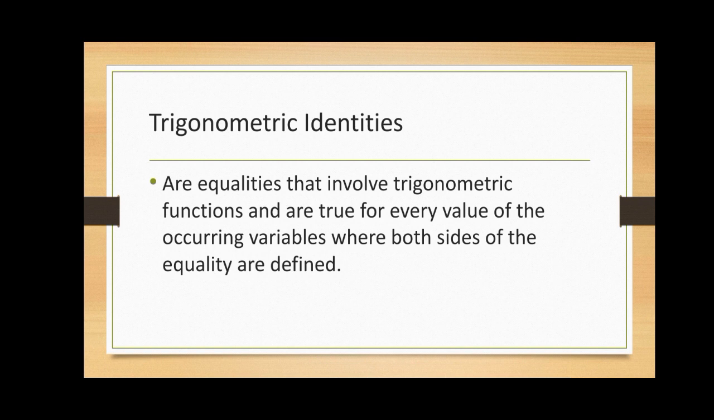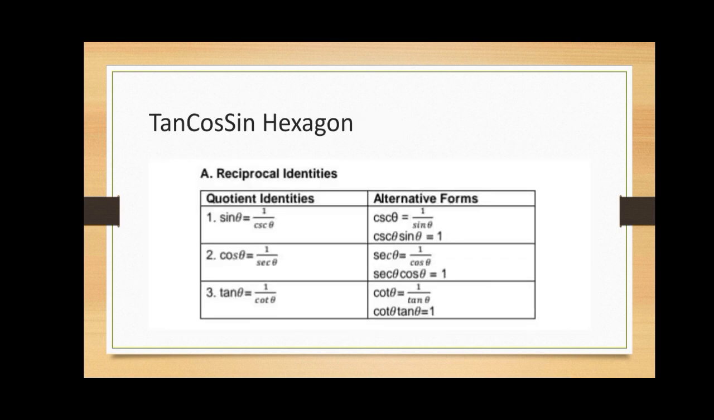Trigonometric identities are equalities that involve trigonometric functions and are true for every value of the occurring variables where both sides of the equality are defined. The sine tan cosine hexagon is one way to remember various trigonometric relationships. The first one is reciprocal identities.